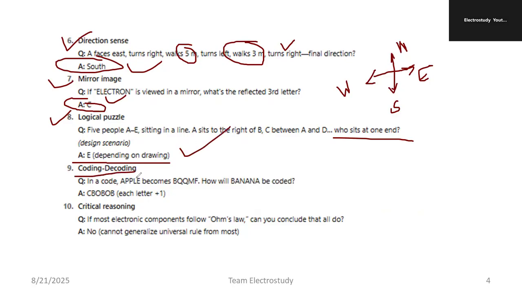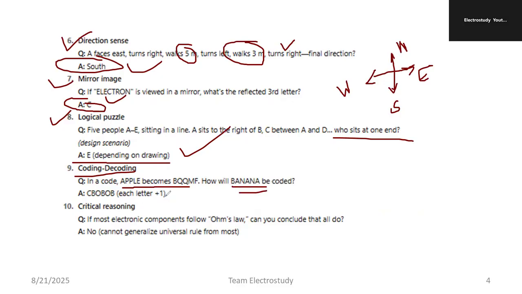Then coding and decoding is very important. So Apple is mapped to BQQMF. Identify the relation between A and B, then P and Q, then P and Q, then L and M, E and F. Similarly, how is banana mapped?